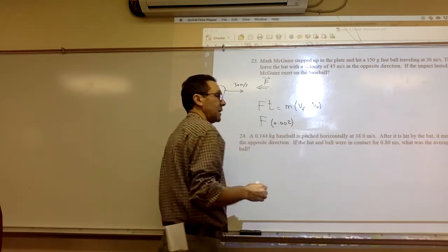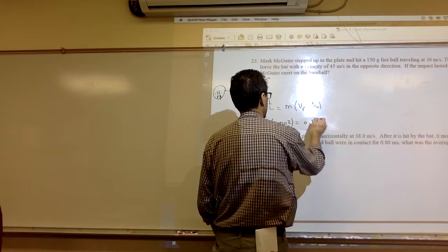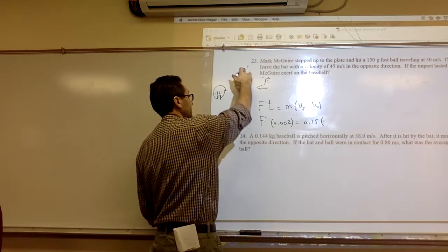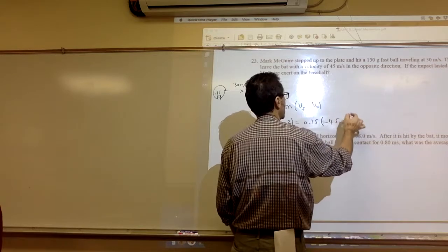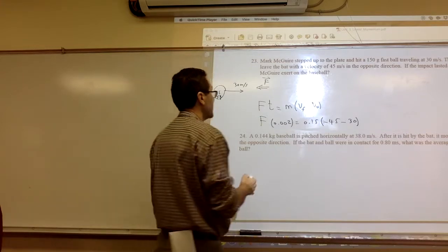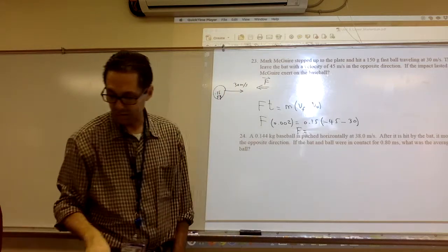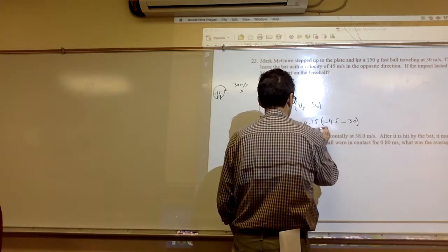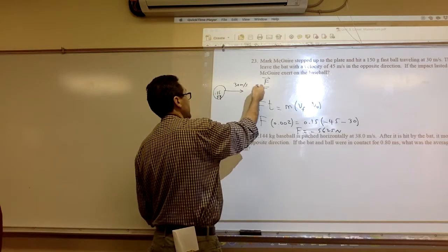You have to be careful. If time is given in milliseconds, you have to change it. Equals 0.15 times the final velocity. If we look at right as positive, the final velocity would be in the negative direction, minus the initial velocity, which is 30. So we already say that there will be a difference of 75. So the force in this case will be in the negative direction, which makes sense that we get a negative number in front of the force. So that's going to be negative 5625 newtons.